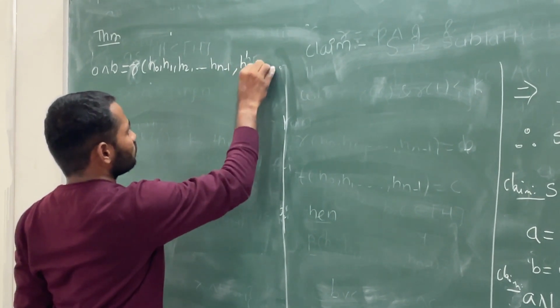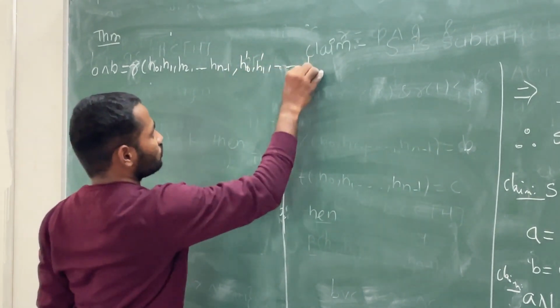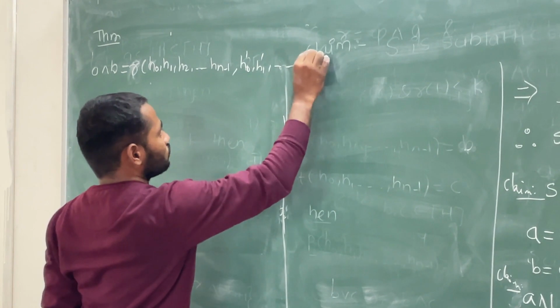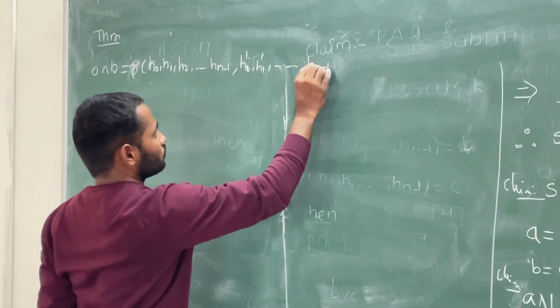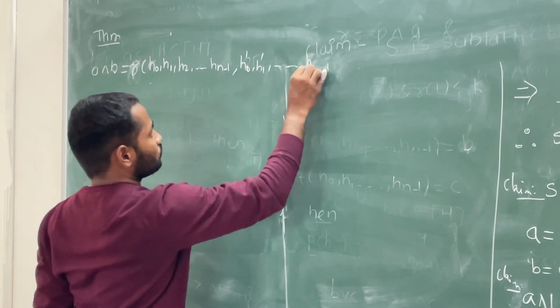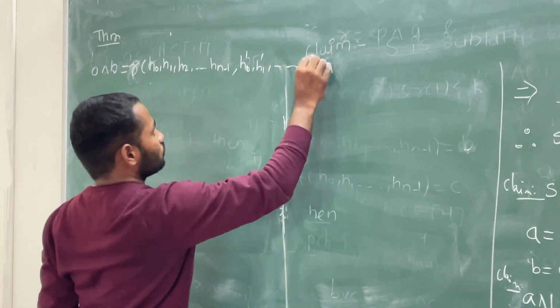h naught prime. h m minus 1 prime, m, that is m. It is not necessarily h n minus 1, m minus 1 prime.